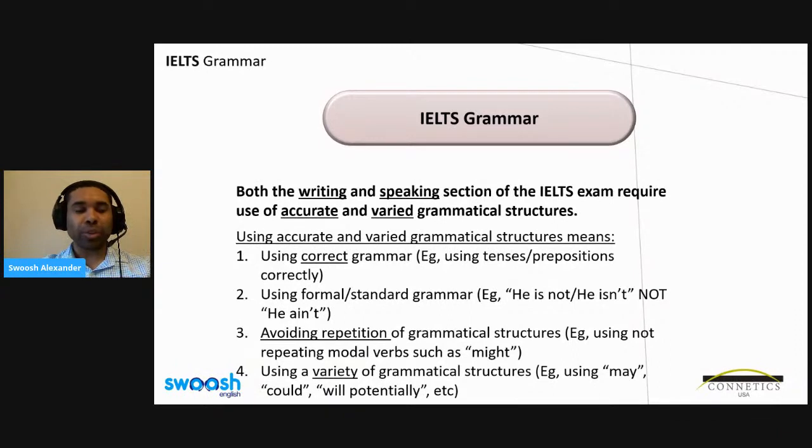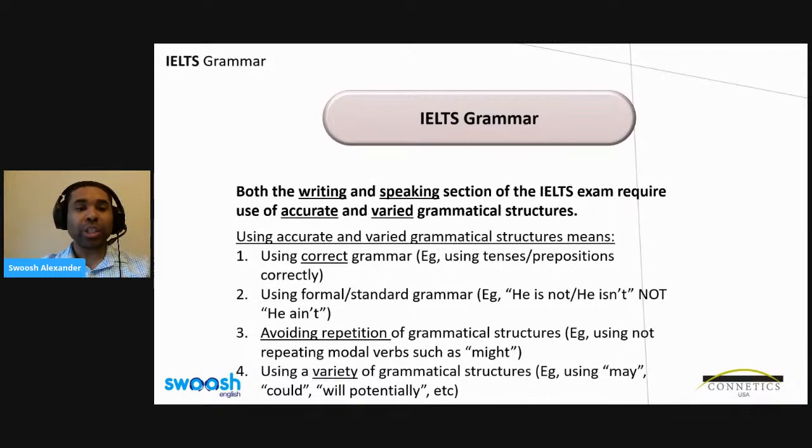Well, the first point is, of course, that our grammar has to be correct. So if we're using tenses, we need to make sure we're using the past tense when we should be using the past tense. If we're using prepositions, we need to make sure we're using the correct preposition depending on the sentence. So that's a first point. It's an obvious point, but a very important one, that our grammar needs to be correct.